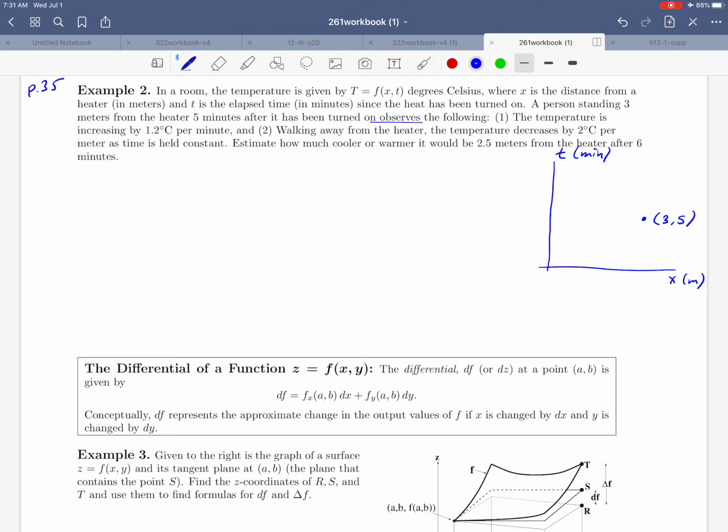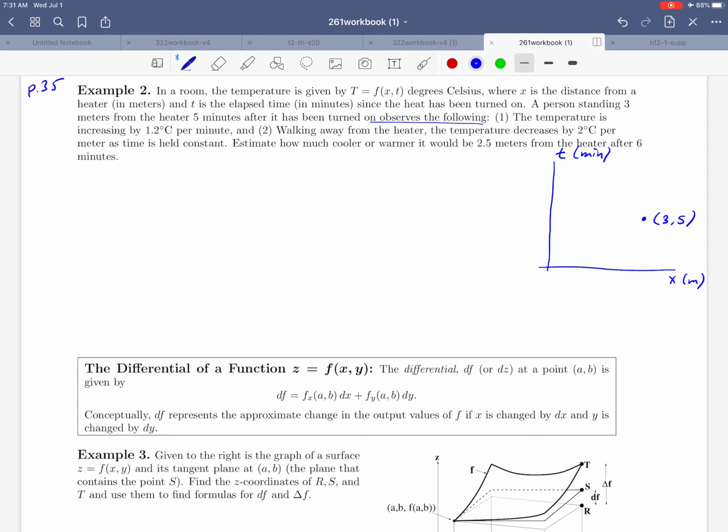And here's what we're observing, the person who's standing there. Number one, the temperature is increasing by 1.2 degrees Celsius per minute. That's how fast the heater is warming up this room at that position. And number two, walking away from the heater, the temperature decreases by 2 degrees Celsius per meter as time is held constant. So we're going to get colder as we walk away from the heater. That's what that's telling us.